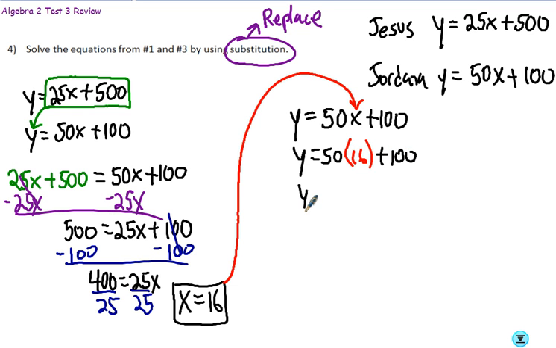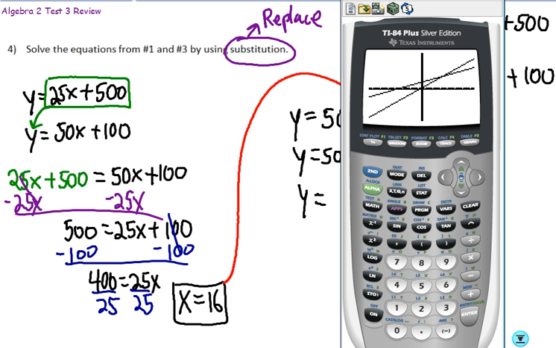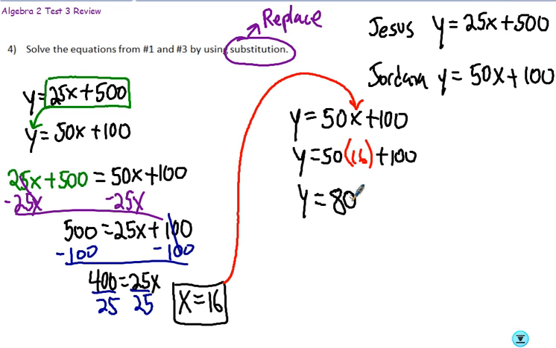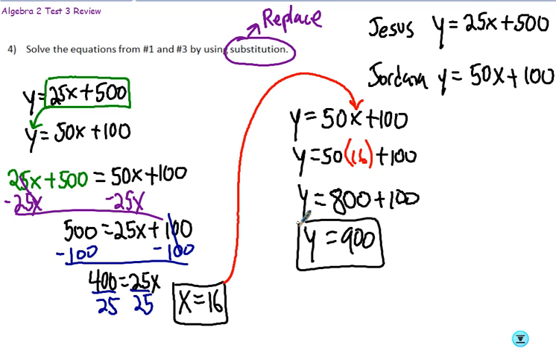So then we've got 50 times 16. Again, if we want to use a calculator on that, we can. So we can do 50 times 16, which we get 800, and then 800 plus 100 equals 900. So our solution for this system would be 16, 900. And again, no surprises here.